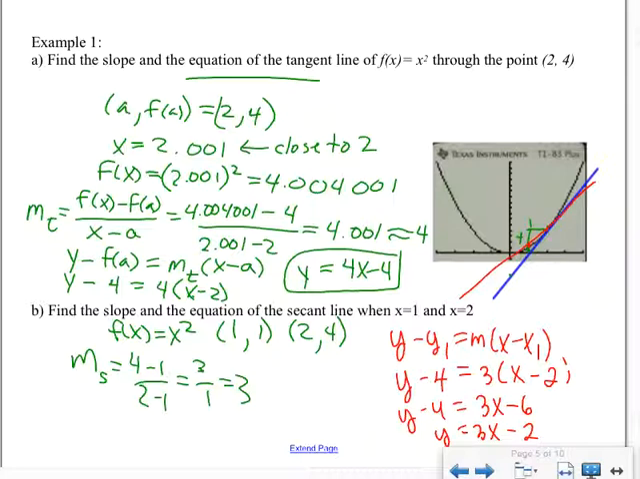So we're going to stop here. We're going to continue these notes tomorrow, and we'll do the rest of our examples then.